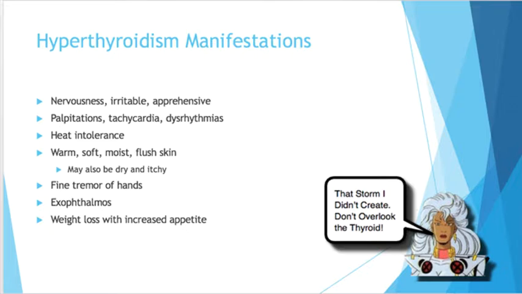So moving on to hyperthyroidism, a review of some of the manifestations you'd want to look over would be nervousness, irritability, and they're apprehensive. They might experience palpitations, tachycardia, and dysrhythmias. They'll have heat intolerance. They may have warm, soft, moist, flushed skin, but then again, they may complain that their skin is dry and itchy. You might notice some fine tremors of the hands, exophthalmos, that bulging of the eyeballs, and then weight loss even though they've got increased appetite. Nervousness is usually the presenting symptom or what brings people in for treatment.